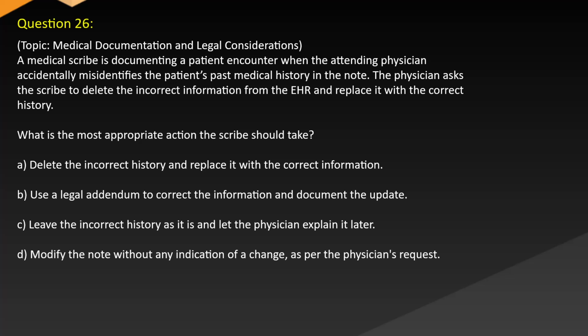A medical scribe is documenting a patient encounter when the attending physician accidentally misidentifies the patient's past medical history in the note. The physician asks the scribe to delete the incorrect information from the EHR and replace it with the correct history. What is the most appropriate action the scribe should take? A. Delete the incorrect history and replace it with the correct information. B. Use a legal addendum to correct the information and document the update. C. Leave the incorrect history as it is and let the physician explain it later. D. Modify the note without any indication of change as per the physician's request.